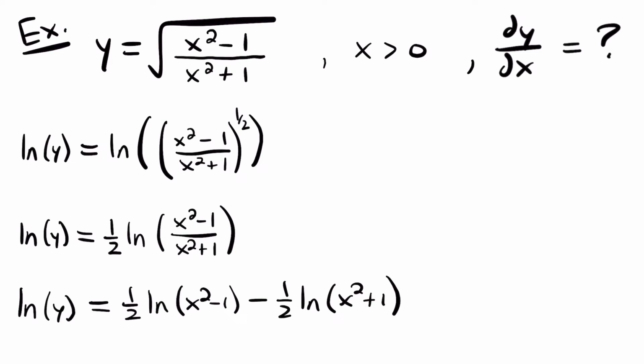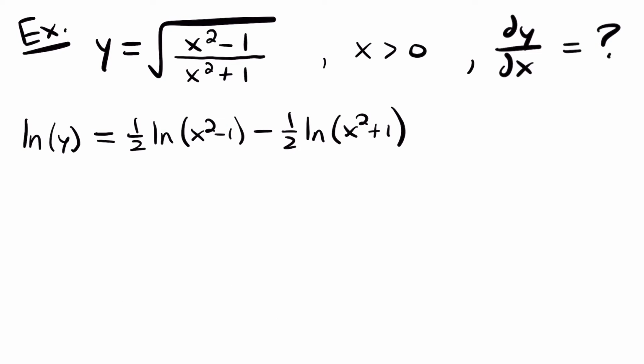pretty easily, right? The natural log function has a nice derivative that we can use that isn't too complicated as compared to taking the derivative of the square root of this quotient. And so if we clean up our work here a little bit, what we're going to need to do to differentiate this function now is differentiate both sides with respect to x.